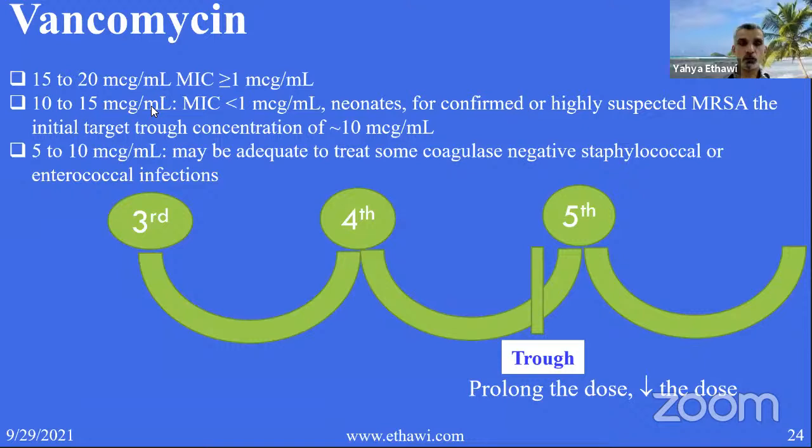When the level is 15 to 20, the minimal inhibitory concentration will be more than 1 mic per mil. When the level is 10 to 15 mic per mil, the minimum inhibitory concentration that can kill bacteria is less than 1 mic per mil. We use it in neonates when highly suspecting MRSA, such as CLABSI, or catheter-associated infection with central lines, or if you confirm MRSA.